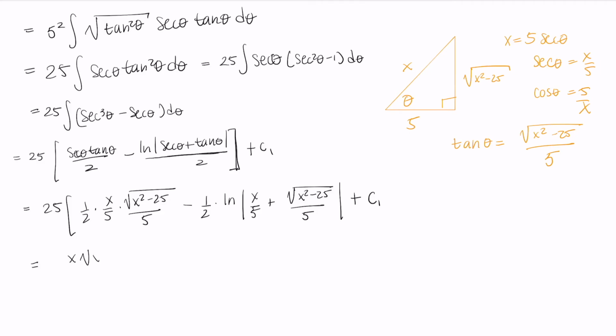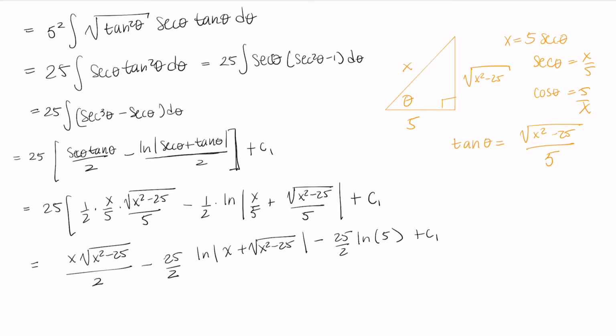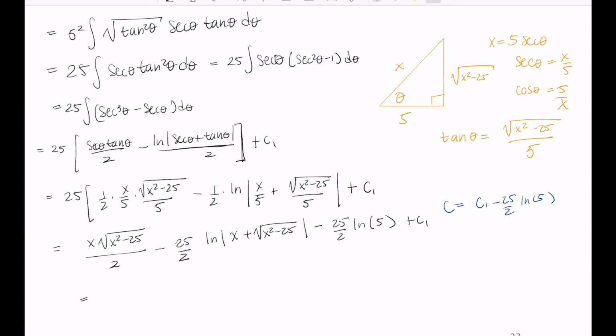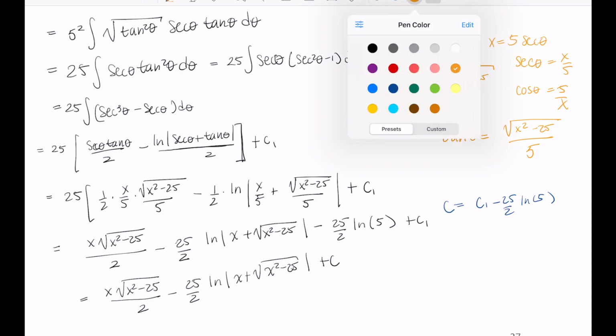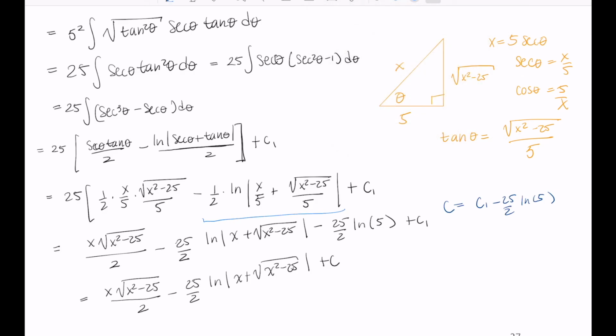So this becomes x times the square root of x squared minus 25 divided by 2 minus 25 over 2 times the natural log of x plus the square root of x squared minus 25 minus 25 over 2 times the natural log of 5 plus C1. So I can say C1 minus 25 over 2 ln of 5, I'm going to call that C. So then this final thing just simplifies to x times the square root of x squared minus 25 divided by 2 minus 25 over 2 times the natural log of x plus the square root of x squared minus 25 plus C.